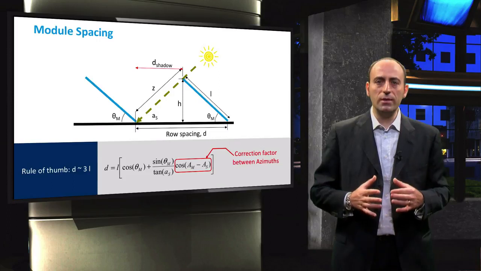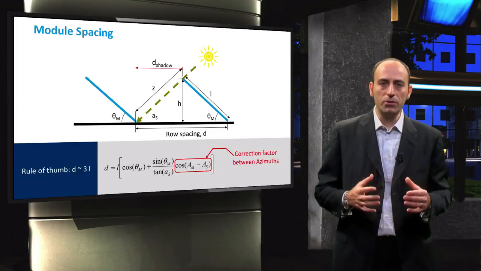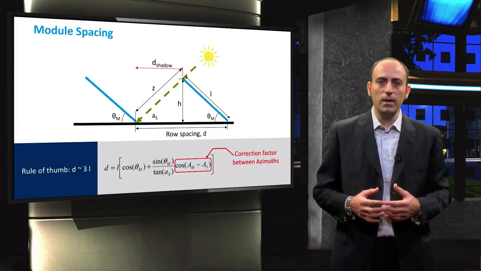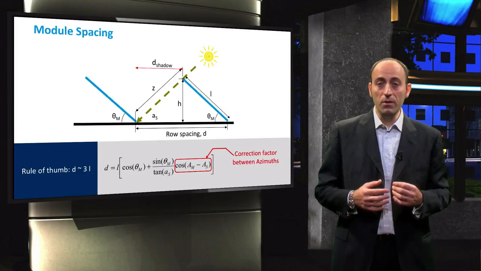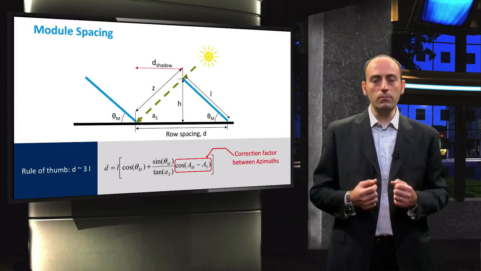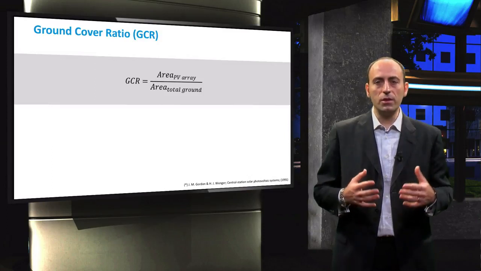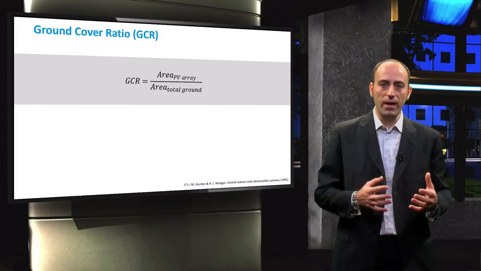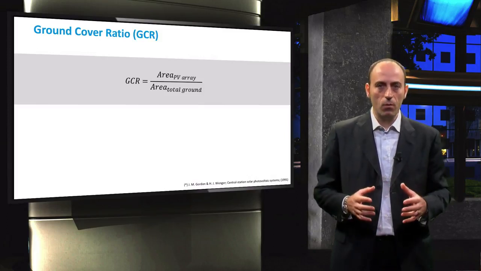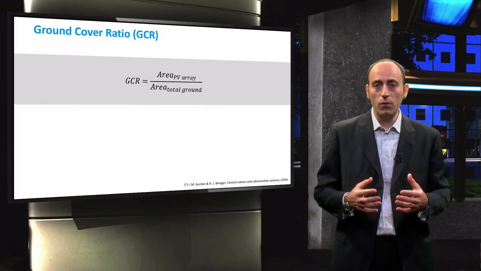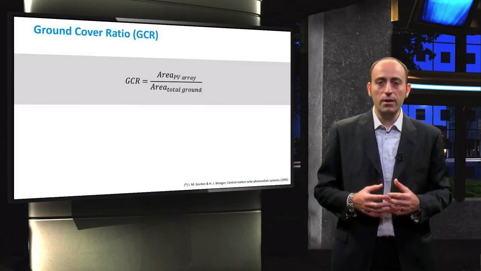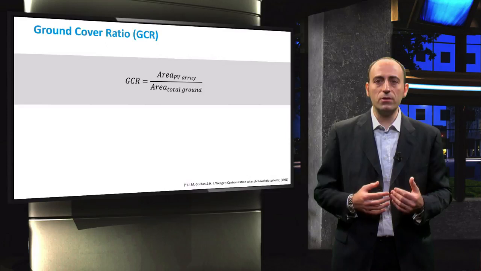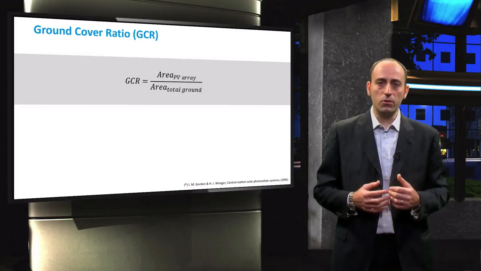It is important to note that module spacing plays an important role also in determining the surface area required for the installation. Indeed, in the last slide, we introduced a parameter to measure the land occupation. Such a parameter is called the ground cover ratio, and it is defined as the ratio between the area of the PV array and the total ground area, which could be the area of the roof or of a field. GCR is strictly related to the tilt angle because an increase in tilt angle requires row spacing to increase to avoid the inter-row shading.